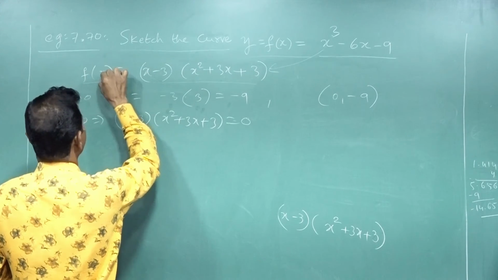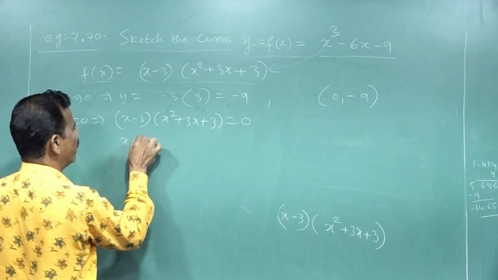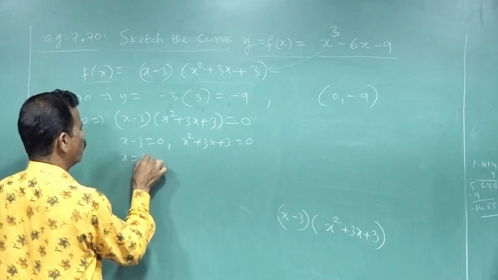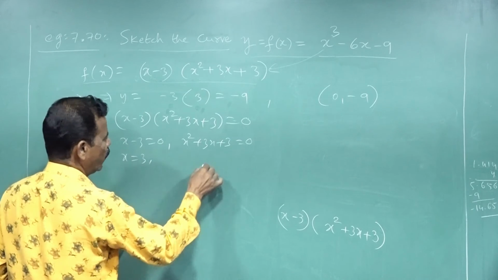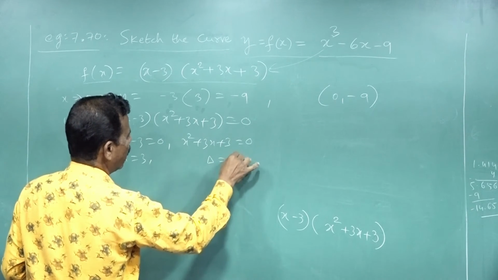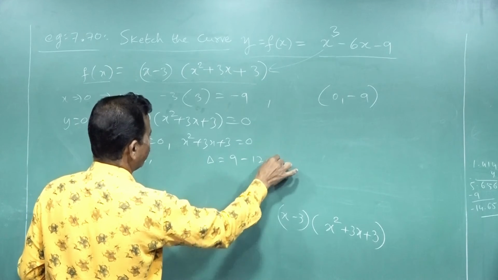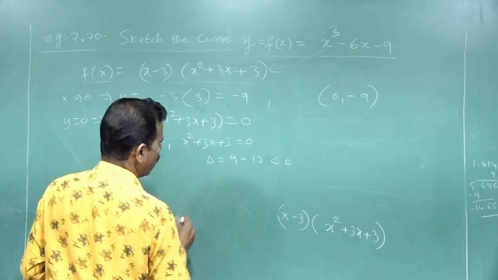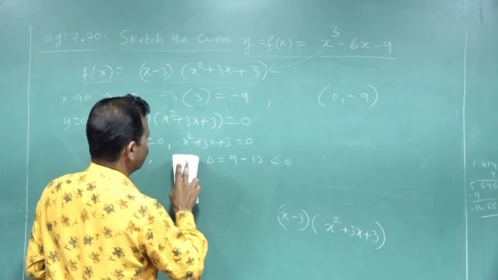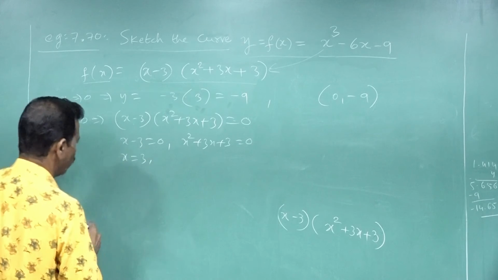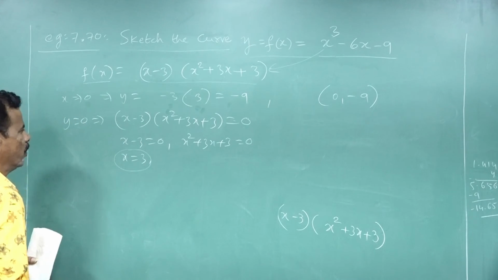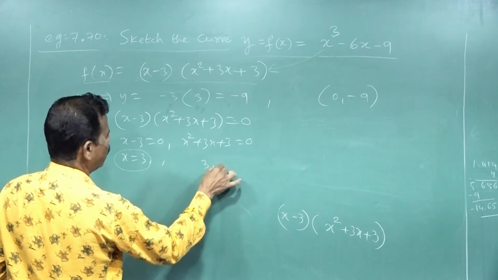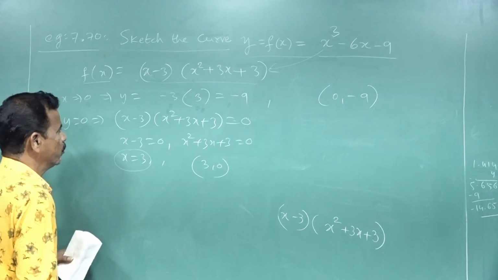This value is equal to f of x, y is equal to 0 here. So in this x minus 3 is equal to 0, x square plus 3x plus 3 is equal to 0. So x is equal to 3; here x gives imaginary numbers. Why? Because its discriminant b square 9 minus 4ac is minus 12. It is negative. That's why here x values are imaginary numbers. So this factorization is not giving real numbers. Only x is equal to 3 is the intercept, that is the point 3 comma 0. This is the other intercept.